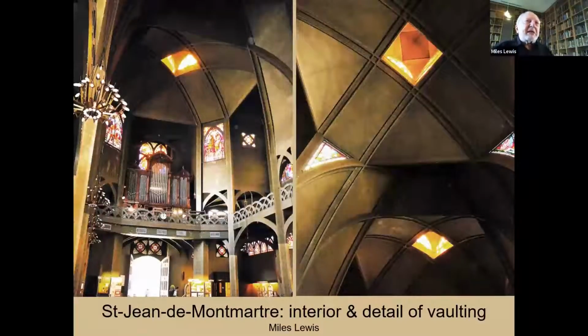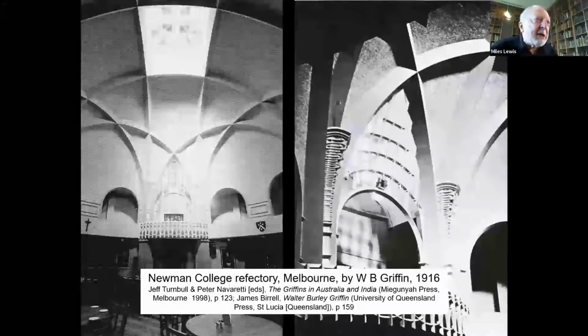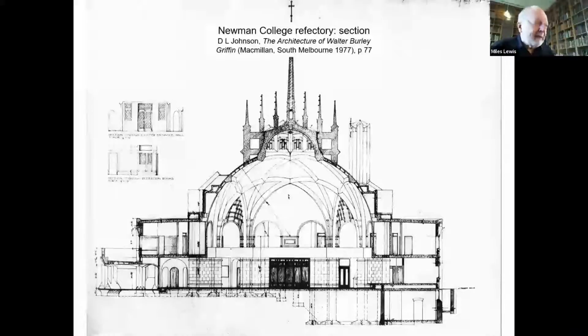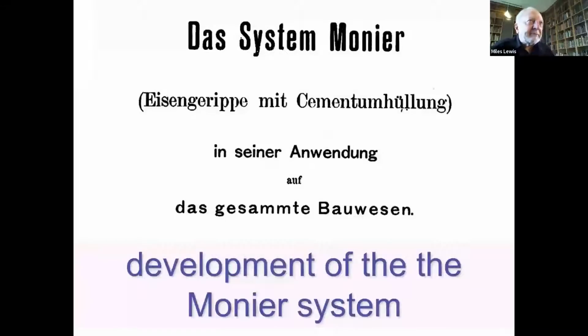Does anybody in this class live in college, particularly in Newman College? Because if so, this might look familiar to you. You'll see that in just a moment. Here's another scheme for a dome by Anatole de Bordeaux using the Conc system. And here you are in Newman College showing a dome with intersecting ribs, which has been inspired by this. It is not built on the Conc system, but it's inspired by the works of Bordeaux. This is the refectory, the dining hall of Newman College by Walter Burley Griffin.